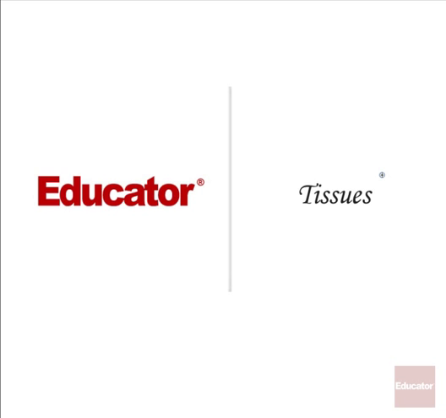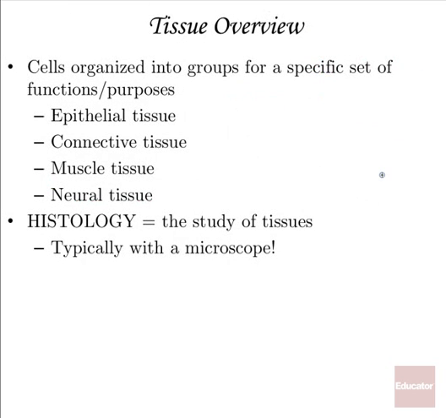This is the lesson on tissues. Now, of course, when we say tissues, we're not talking about blowing your nose kind of tissues. We're talking about a bunch of cells together with some common purpose, some functional goal in terms of what they're doing for your body. So it is cells organized into groups for a specific set of functions or purposes. Sometimes it's just one purpose, a lot of times it's many.